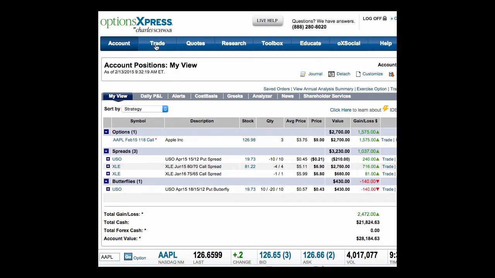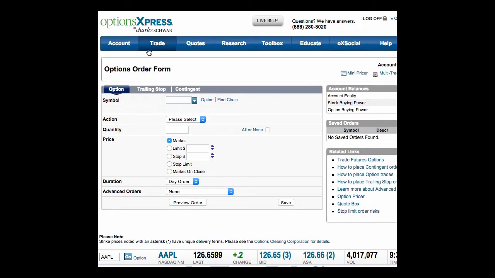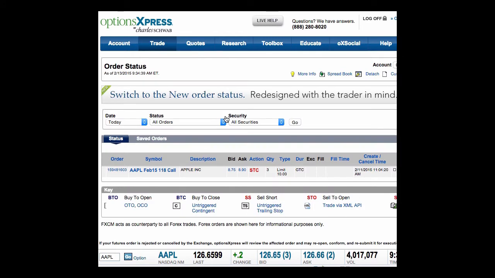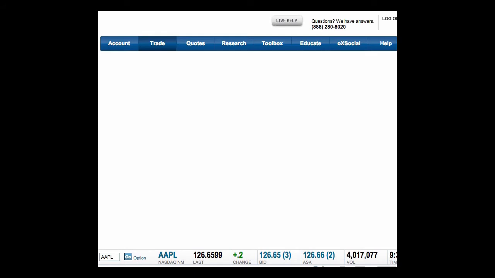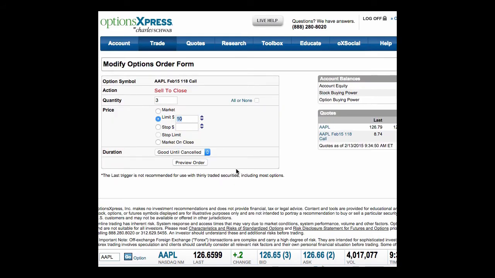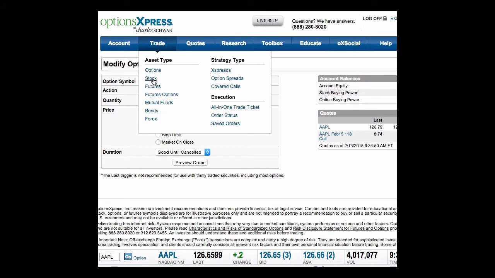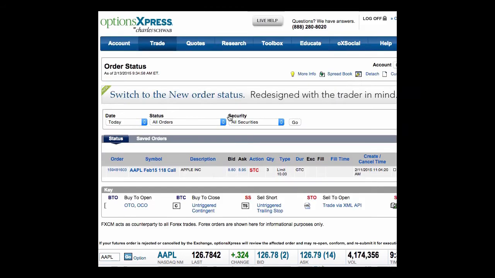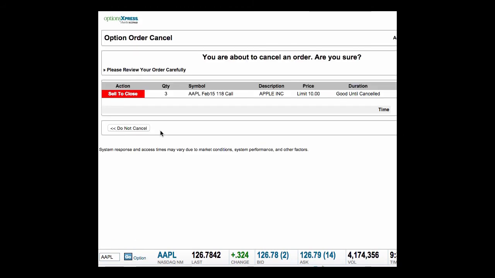So let me go to trades first, and let me just double check and see what I got going on in my order status. So my order status looks like this. I've got an order to get out at 10, all right? So I'm actually going to change this. What I'm going to do is modify this order. And actually, you know what? I don't even want to modify it. I want to cancel the order completely and just start over again. So let me get rid of that order real quick. Just tell it that I want to cancel, and I'm going to cancel yes.